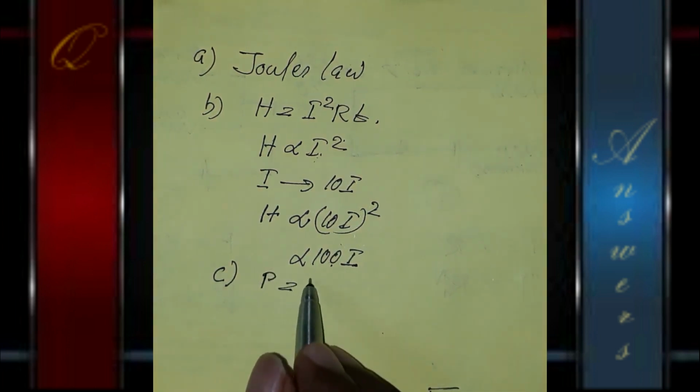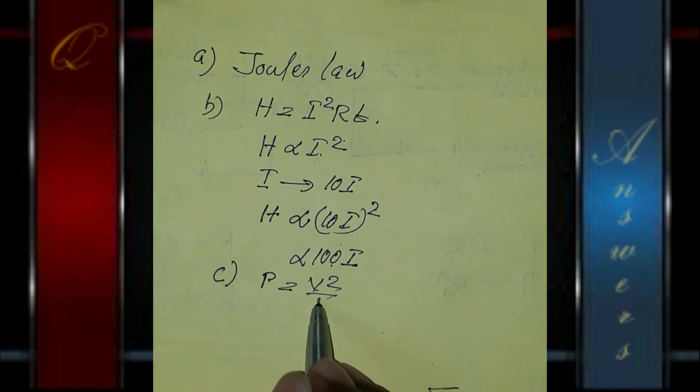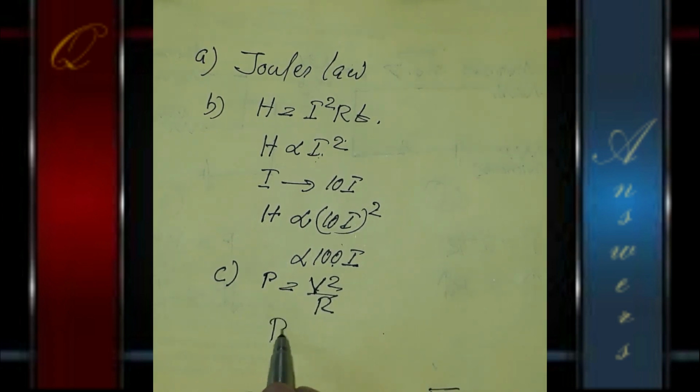Power is given by V square divided by R. For heat, it is V square by R into T. Now I am taking power. P is equal to V square by R. Here in the two cases, you are applying the same voltage. Voltage is not varying, so V is constant here. When V is constant, you may write P is proportional to 1 by R.